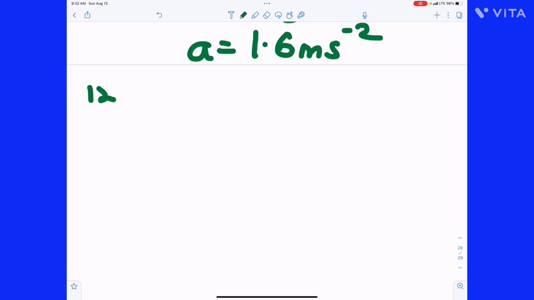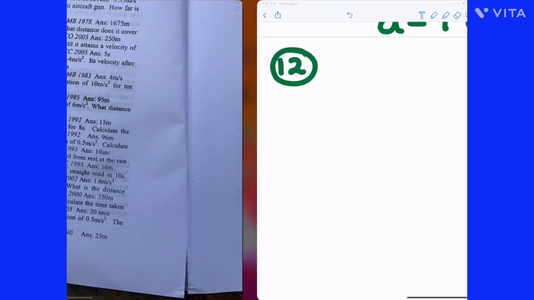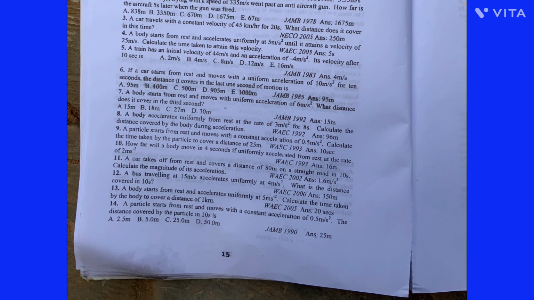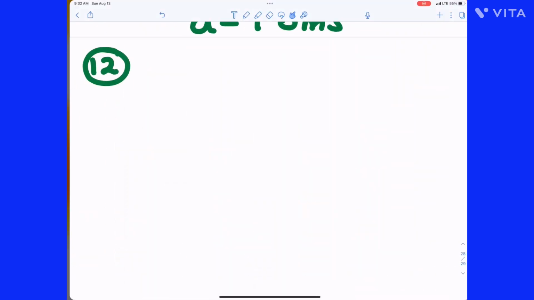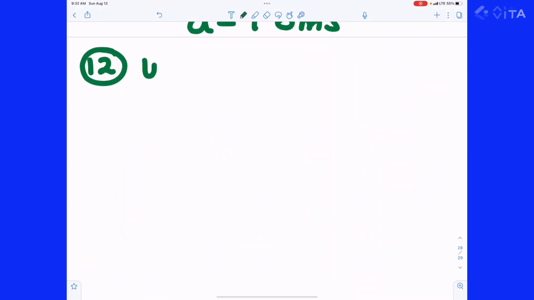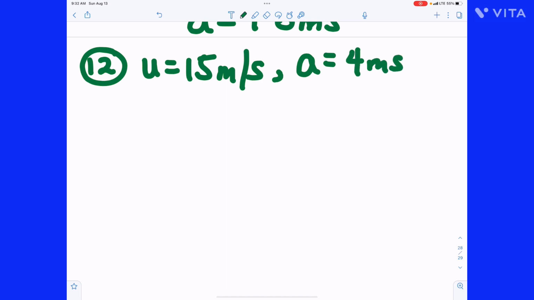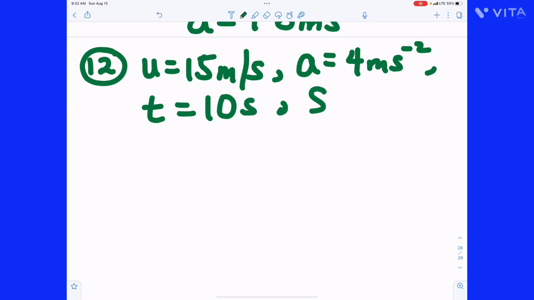Question 12 now. Question 12 says, a bus traveling at 15 meters per second accelerates uniformly at 4 meters per second squared. What is the distance covered in 10 seconds? So, bus initial velocity 15 meters per second. Accelerates uniformly at 4 meters per second squared for what? 10 seconds. What is the distance covered in that 10 seconds?